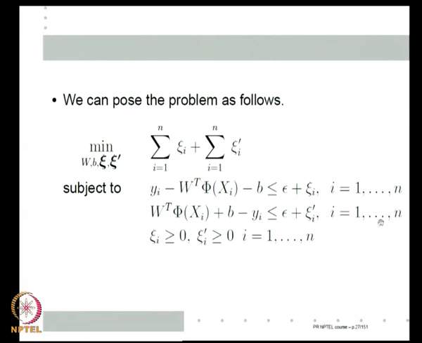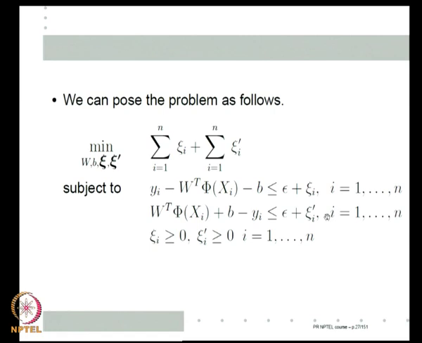Note that for any given i, only one of ξ_i or ξ_i prime is greater than 0, both cannot be greater than 0, right, because one of these left hand sides is negative. It really does not matter which one. But one of them is the operational one for any given i. And that ξ_i or ξ_i prime gives me the actual absolute value of y_i minus w transpose phi(x_i) minus b minus epsilon.